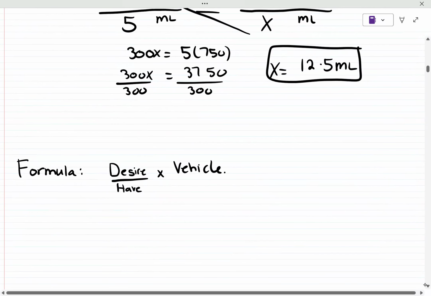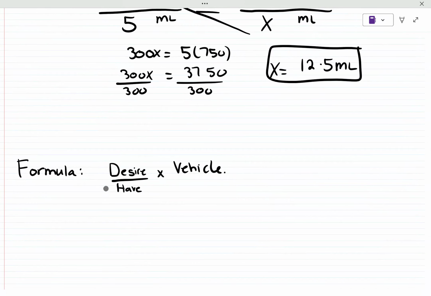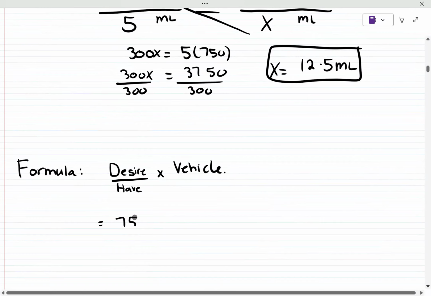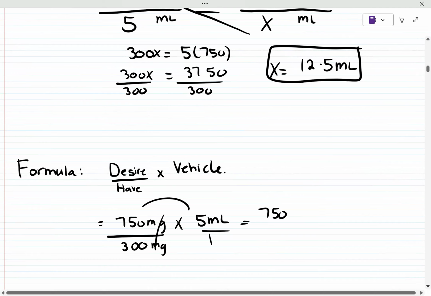Right, let's do the formula method. So desire over have times vehicle, and remember desire and have must be in the same units. If not, you've got to do a conversion. So our desire was 750 milligrams, and we were given 300. And vehicle was the 5 milliliters. So the milligrams disappear, multiply across, so 750 times 5 over 300. And that gives me 12.5 milliliters.